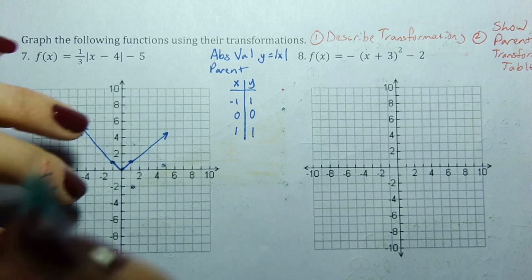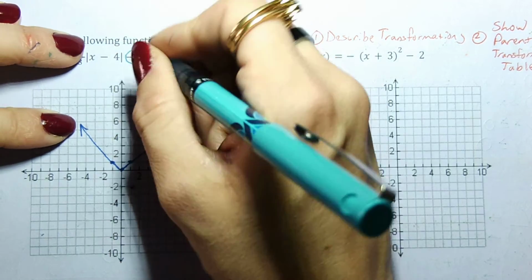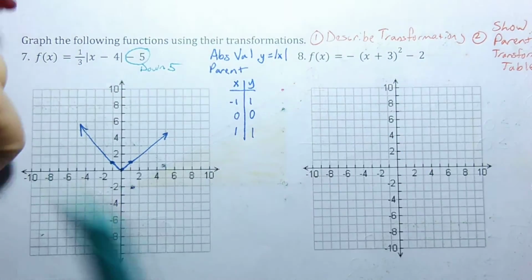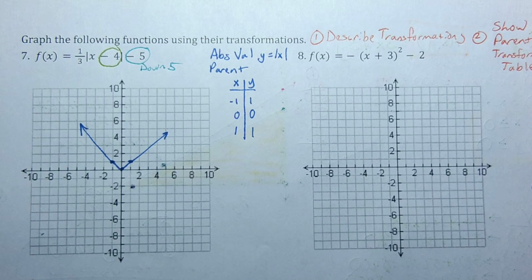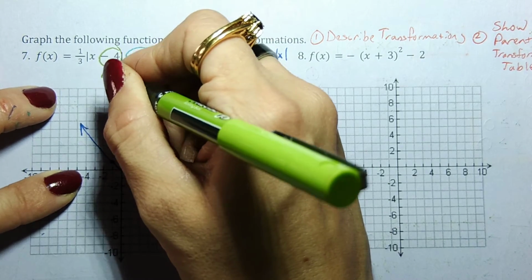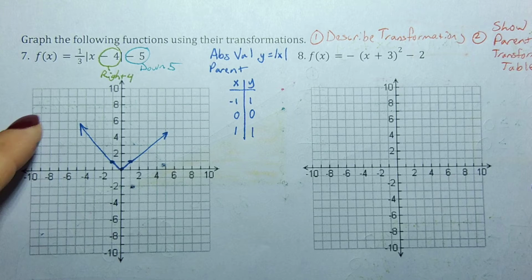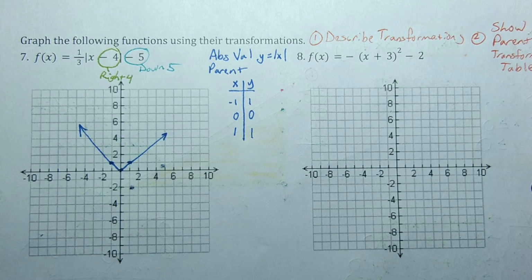Let's see what we remember. What's that -5 on the outside doing? Down 5. That -4 on the inside, cross our eyes, it does the opposite of what we would expect. That's going to move us right 4. So outside transformations move the y's up and down, and then inside transformations move left and right. Negatives move us to the right 4, and down 5 goes down 5.